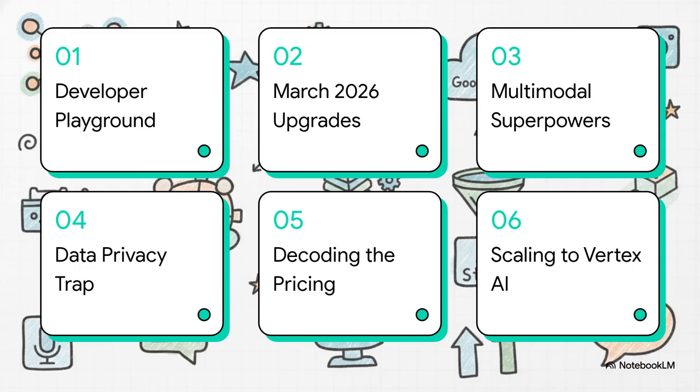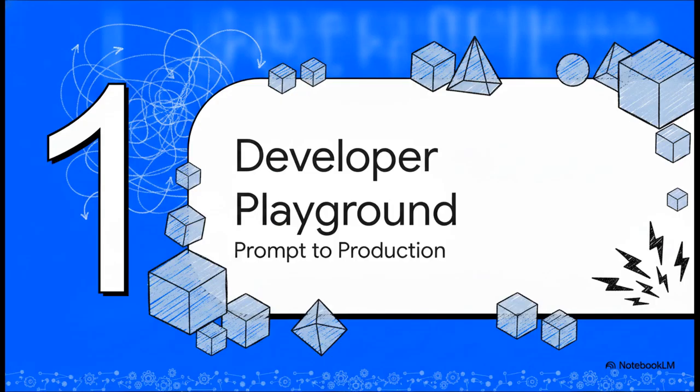We've got a really packed agenda today. We'll be running through the ultimate developer playground, the epic March 2026 upgrades, multimodal superpowers in action, the big data privacy trap, decoding the pricing maze, and finally, scaling to Vertex AI. All right, let's jump right into part one, the ultimate developer playground, from prompt to production in minutes.